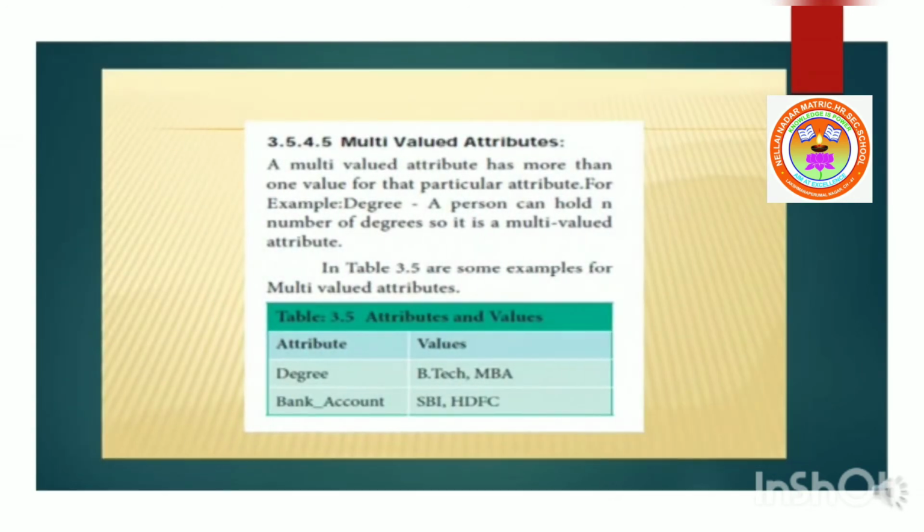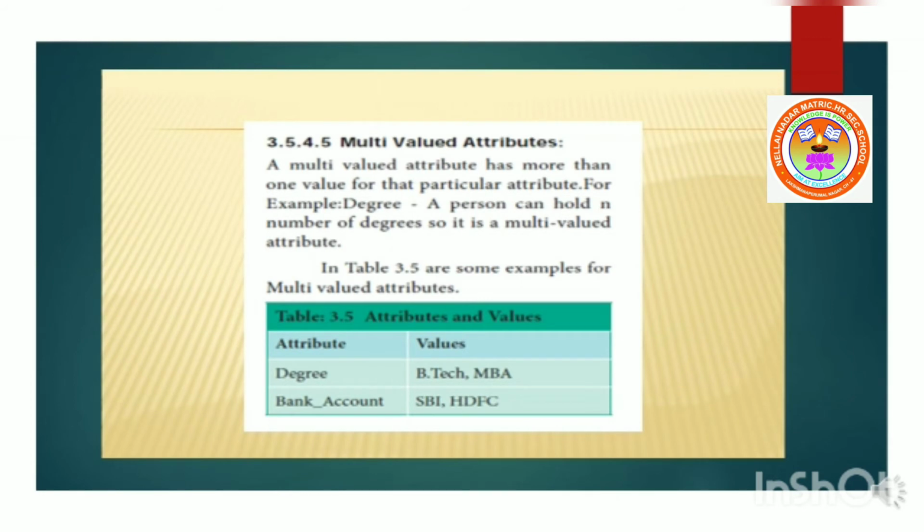Whereas multi-valued attribute means it can have more than one value for that particular attribute. For example, if degree is an attribute, here BTech and MBA are two values. Like that, if a bank account is considered as an attribute, a person can have two bank accounts. More than one value is there, so it is considered a multi-valued attribute. A person can hold n number of degrees, so it is a multi-valued attribute.